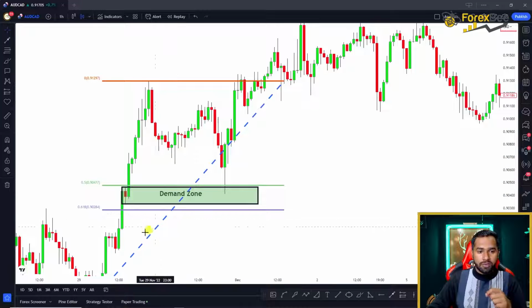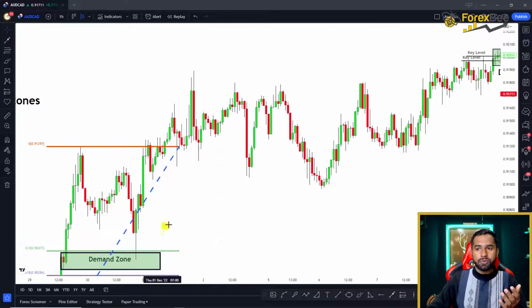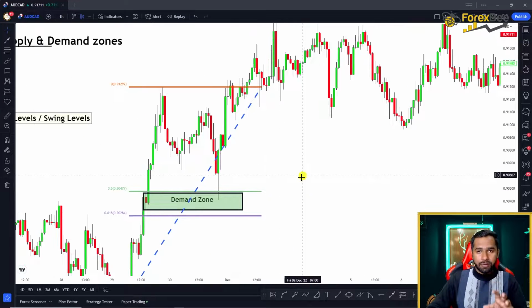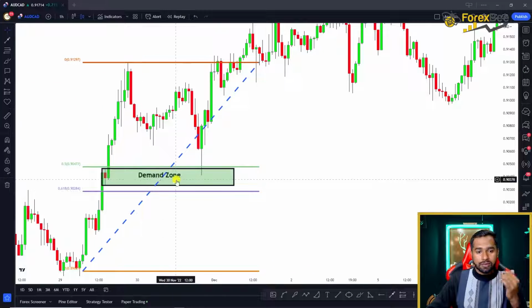So now, as you can see, after the formation of this big impulsive move, the market did come back and it did pick the pending orders from this demand zone, and also it retraced only to this golden zone, and after that it started to move in the bullish direction, as you can see here. So this is the power of using confluences with the supply and demand.